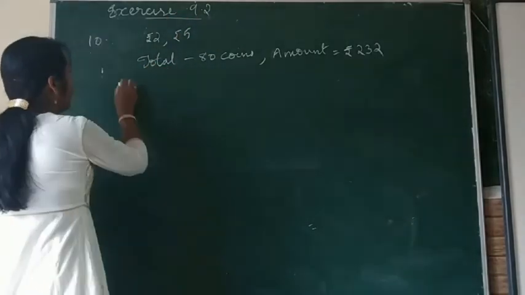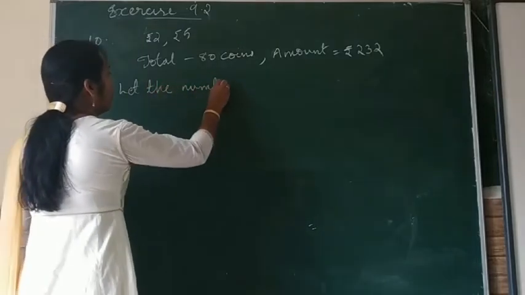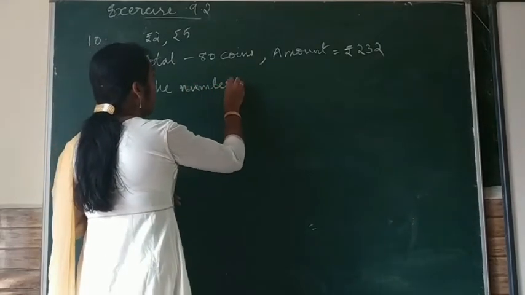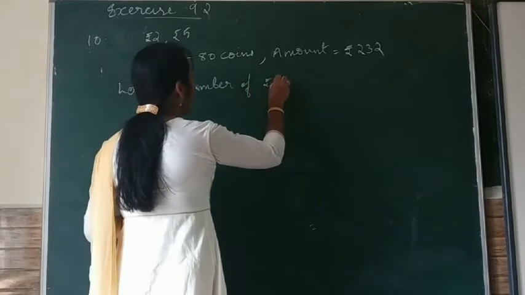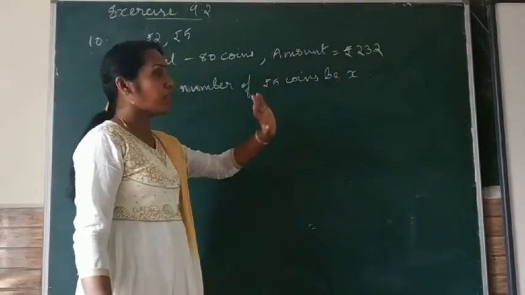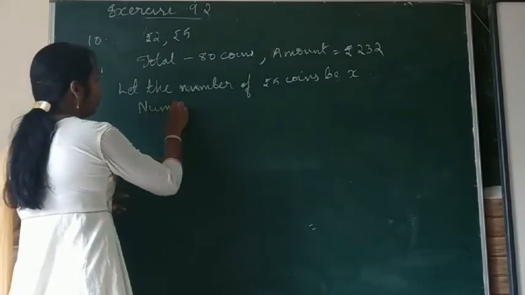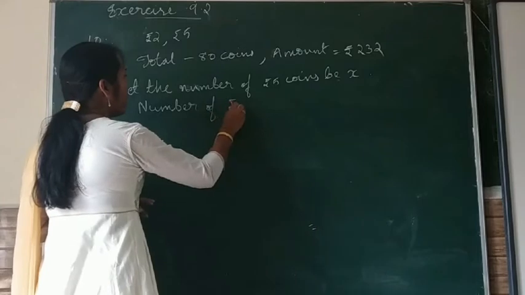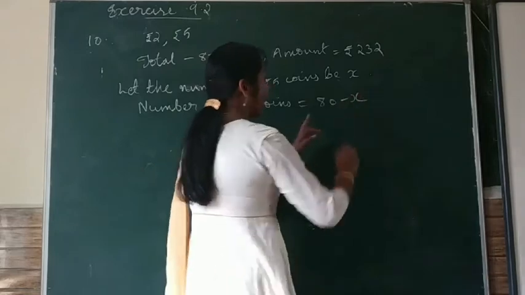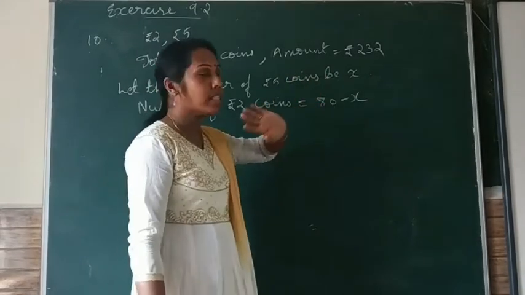Let us take the number of rupees 5 coins to be x. So there are x rupees 5 coins and there are total 80 coins. Therefore the number of rupees 2 coins will be 80 minus x, because the total is 80. So the number of rupees 5 coins is x and the number of rupees 2 coins is 80 minus x.